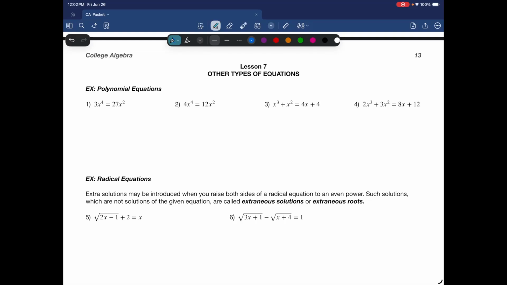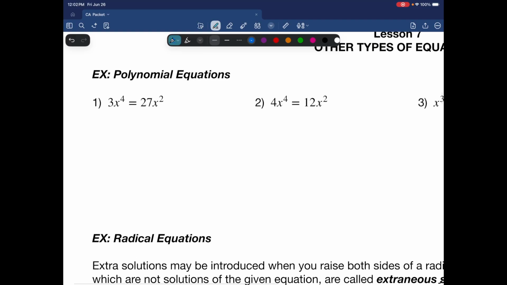In this one, we just talked about linear equations. Now we're going to talk about other types of equations. The first one we're going to talk about is polynomial equations. We're just solving for x. That's all we're doing here. We're going to get everything to the same side.